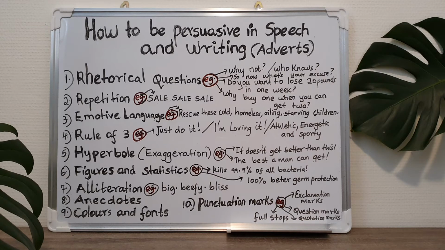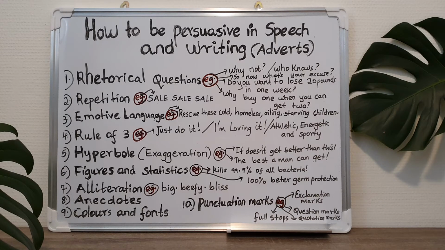Number 4, rule of 3. This is a very useful persuasive technique when you want to convince your audience. It's very, very popular with politicians, okay? And also in adverts. We find that it appears a lot in adverts.